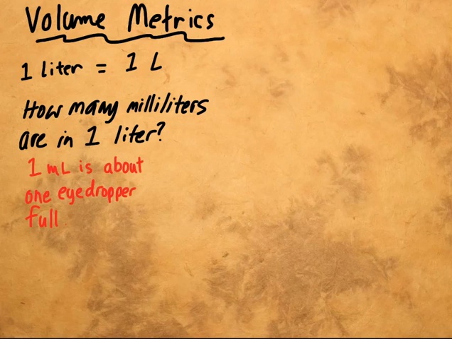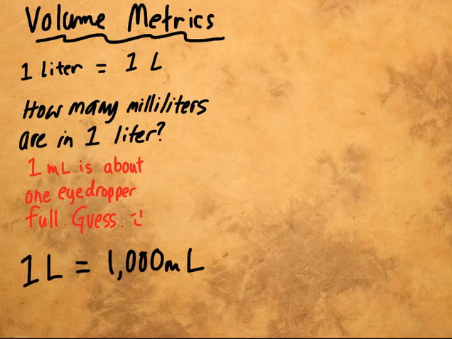1 milliliter is about one eyedropper full. Wow, that's not much. So think about that. Relate that back to half of that bottle of soda, okay? So 1 liter, it takes 1,000 milliliter drops to make a liter. Now, frankly, I don't think you should verify this because it will take you quite a long time. So just take my word for it. It'll be fine. It's a well-established fact in the metric system.